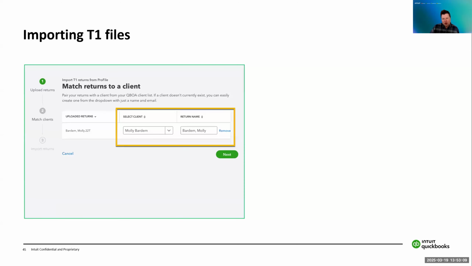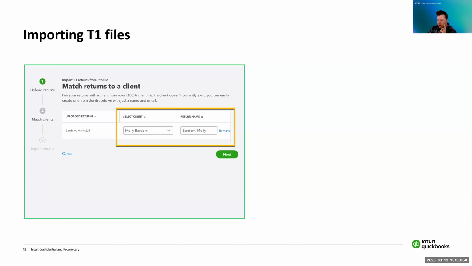And then because QuickBooks Online Accountant is a client database, you then can match those uploaded returns to an existing client in your client database, or you can create a new client within that client database as well. That allows for very easy things like invoicing your clients as well. And note that you can also name the returns anything you want to. Your firm might have certain naming conventions that you want to use when you are naming clients' tax returns.